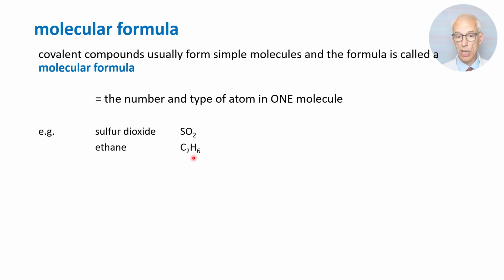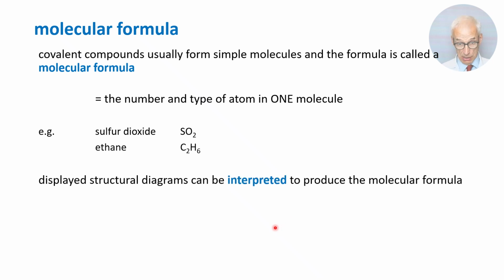Ethane, 2 carbons, 6 hydrogens in the 1 molecule. So the molecular formula is C2H6. Displayed structural diagrams can be, or you're expected to be able to interpret those diagrams to produce the molecular formula of a particular compound. So here is an example. What is the molecular formula of this structural diagram?